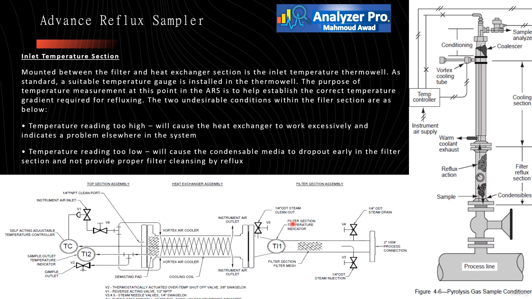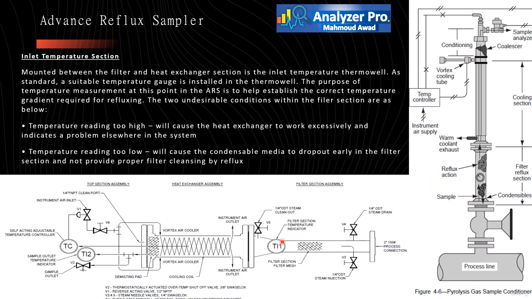Inlet temperature section. Mounted between the filter and heat exchanger section is the inlet temperature thermowell. As standard, a suitable temperature gauge is installed in the thermowell. The purpose of temperature measurement at this point in the Advanced Reflux Sampler is to help establish the correct temperature gradient required for refluxing. The two undesirable conditions within the filter section are as below.